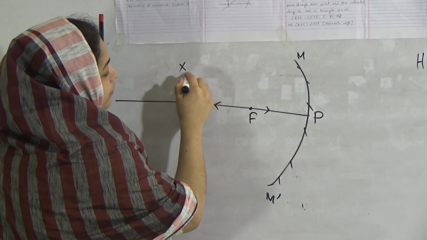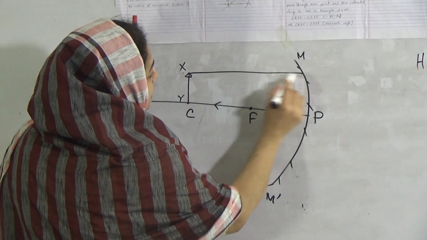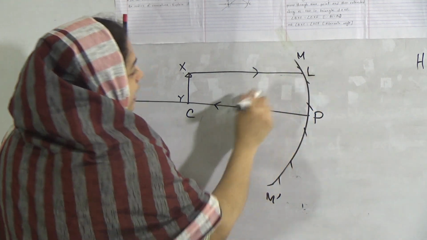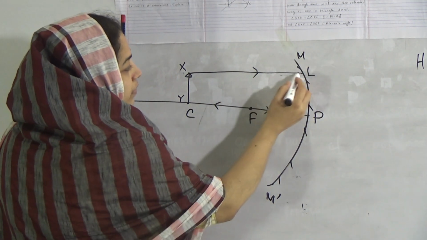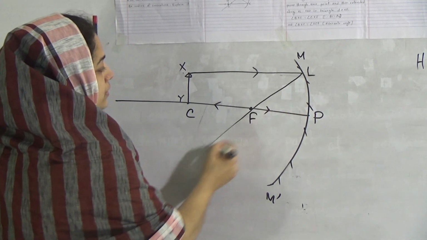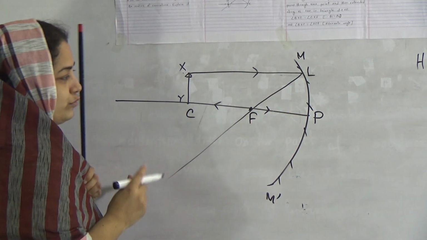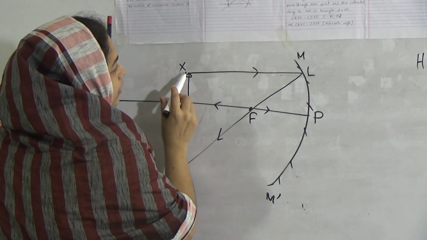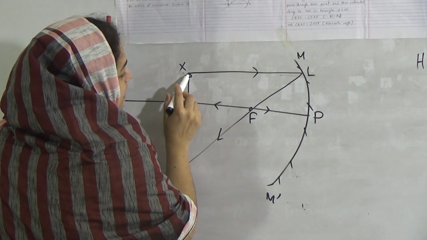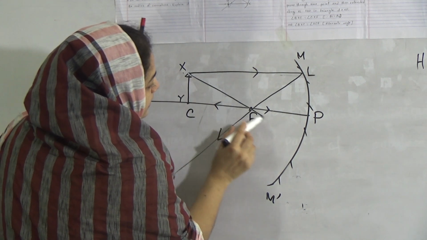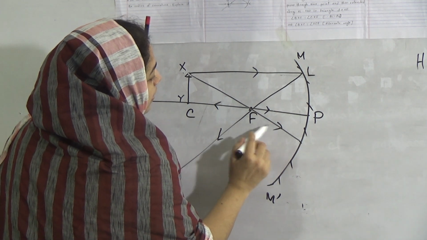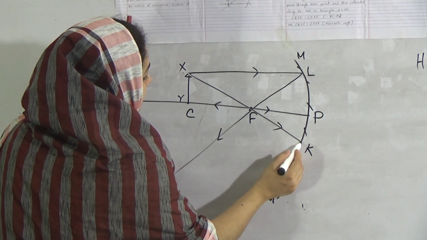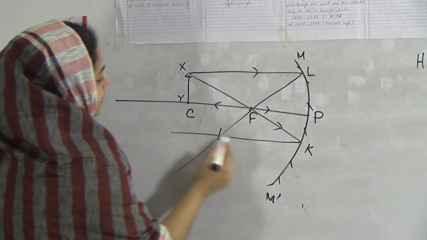So another ray coming from point X, and it will be parallel to the principal axis and incident on the mirror L point, and after reflection it will go through the focal point. Okay. So after reflection it will go through the focal point, and my dear students, you have to draw this line with scale. Okay. Now another ray coming from point X, it will go through the focal point F on the mirror K point, and after reflection it will also be parallel to the principal axis.